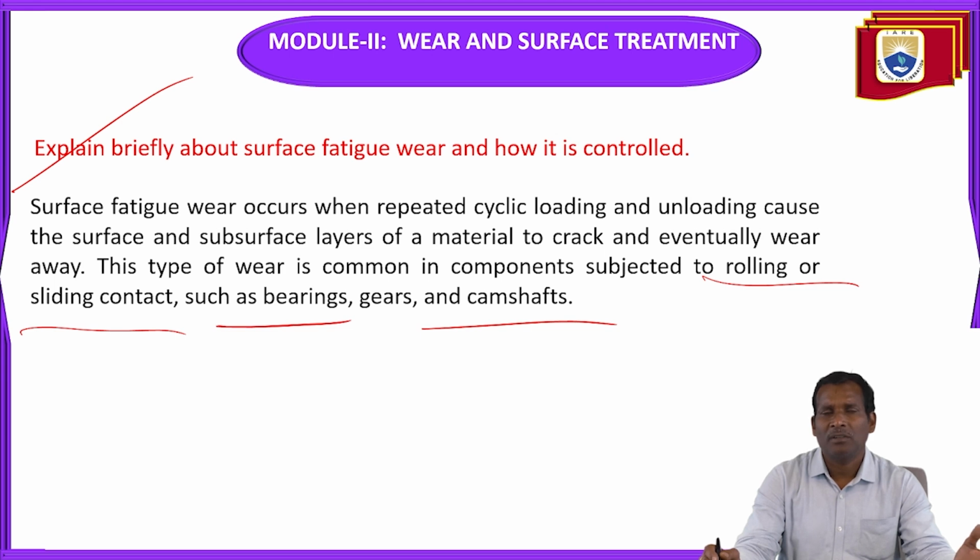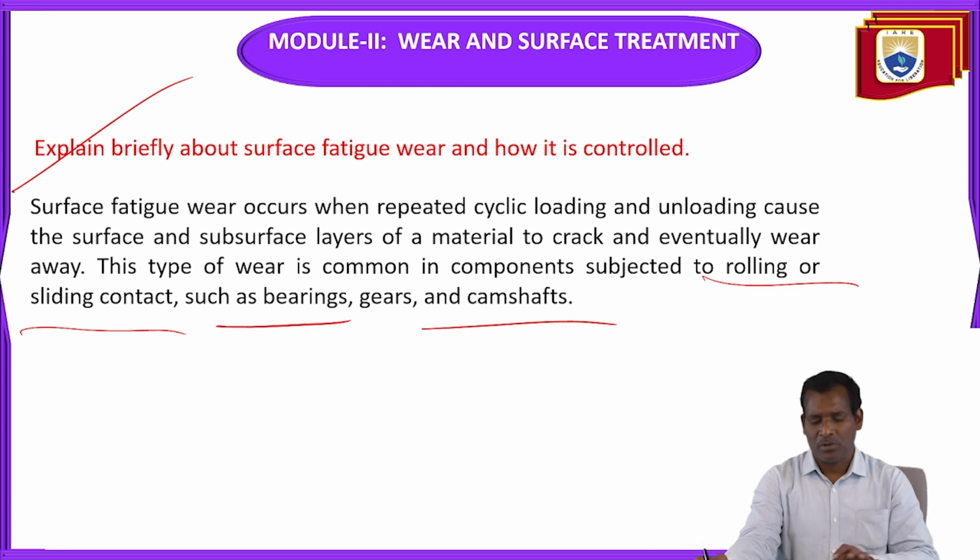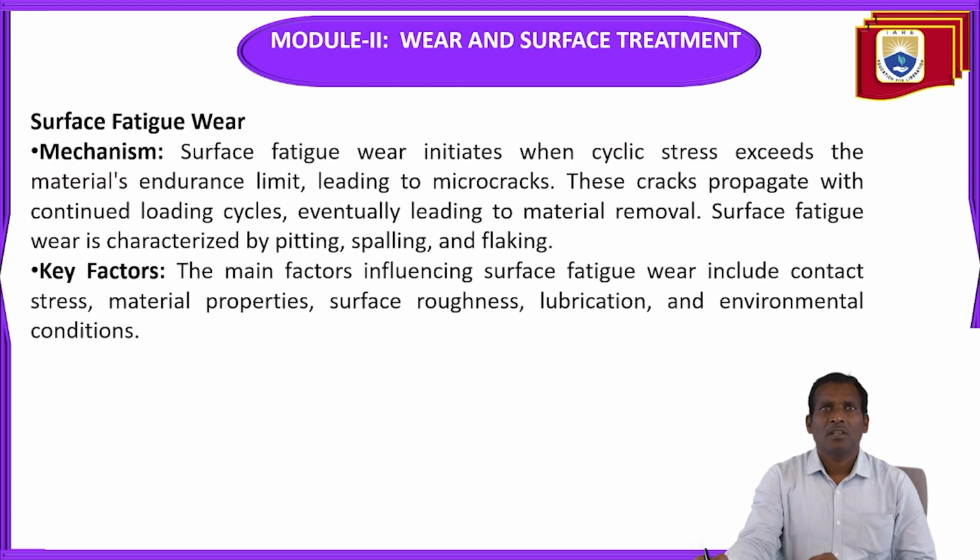So the fatigue wear occurs on the surface of mechanical components whenever two components are in relative motion. This type of wear is known as surface fatigue wear. How is it controlled? First, the surface fatigue wear mechanism.